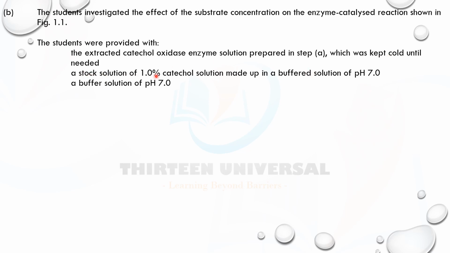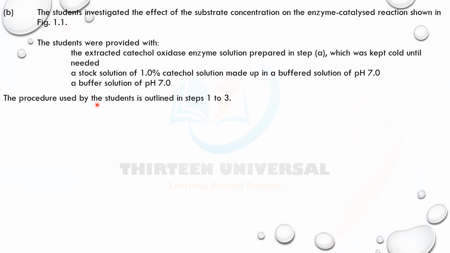So a stock solution of 1% catechol solution. So catechol is a substrate made up in a buffered solution of pH 7.0, a buffer solution of pH 7.0. So why do we need a buffer? To maintain pH, okay? Because enzyme is pH sensitive. So this should be the optimum pH, all right? 7.0. All right, let's go.